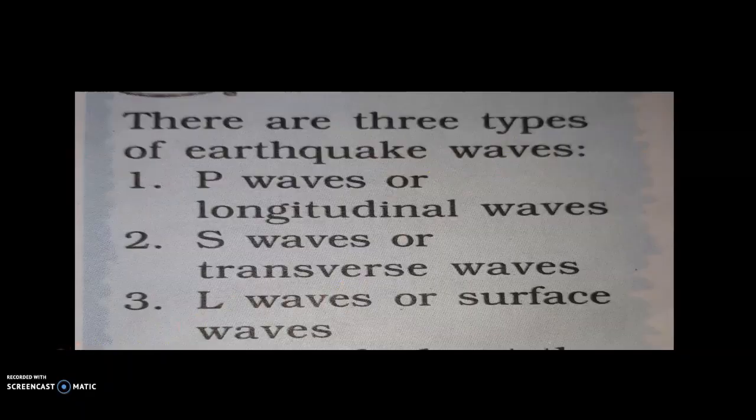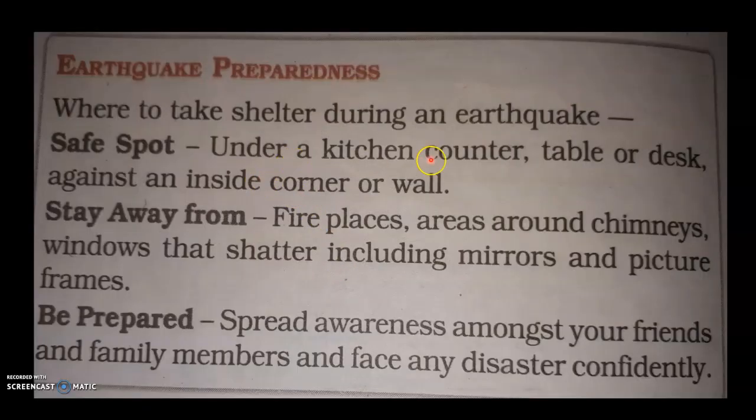Children, tell me about the earthquake preparedness. Earthquake preparedness. Where to take shelter during an earthquake. First one, safe spot. Under a kitchen counter, table or desk, against an inside corner or wall. Then stay away from fireplaces, areas around chimneys, windows that shatter including mirrors and picture frames.